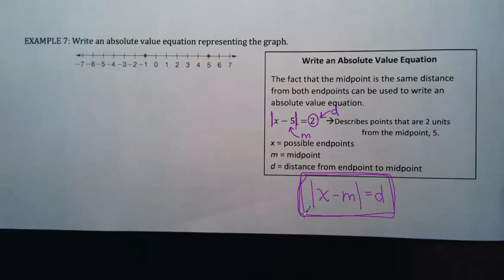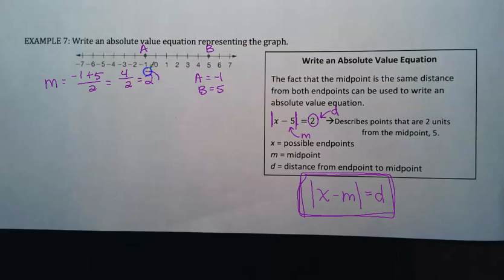Write an absolute value equation representing the graph. We know our endpoints are -1 and 5. Let's call those A and B. A is -1, B is 5. Not that that's necessarily helpful yet, but we have to know our midpoint to be able to write the equation. So we need to solve for the midpoint. Our midpoint equals -1 plus 5 divided by 2. -1 plus 5 is 4, divided by 2 is 2.